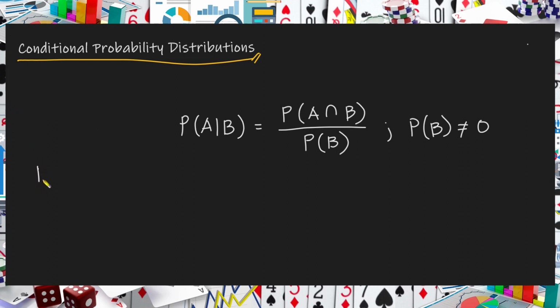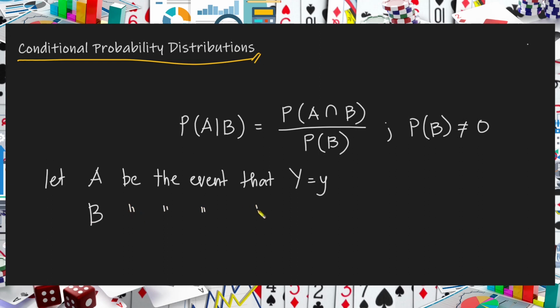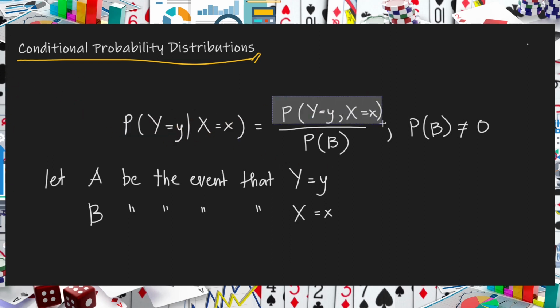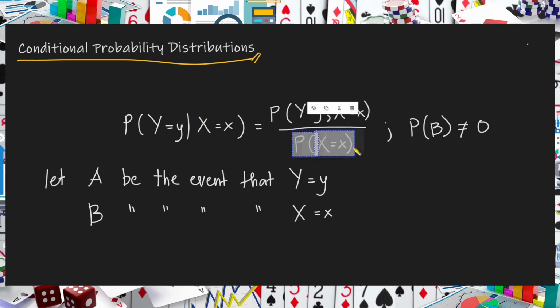So let's say A is the event that the random variable Y is equal to y, and B is the event that the random variable X is equal to x. Therefore, for our conditional probability, we just substitute Y equal to y for A and X equal to x for B. So this is what our conditional probability will look like.